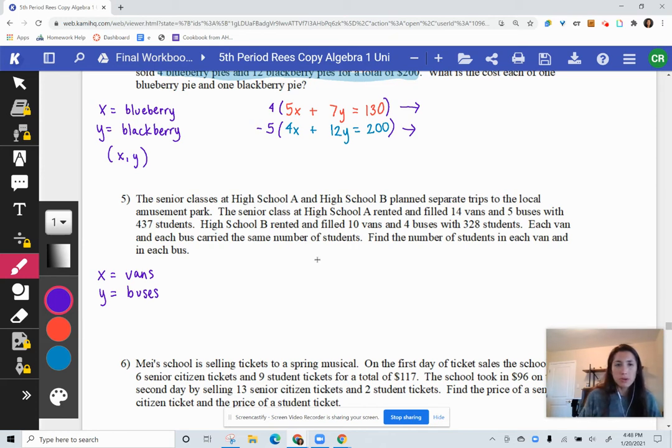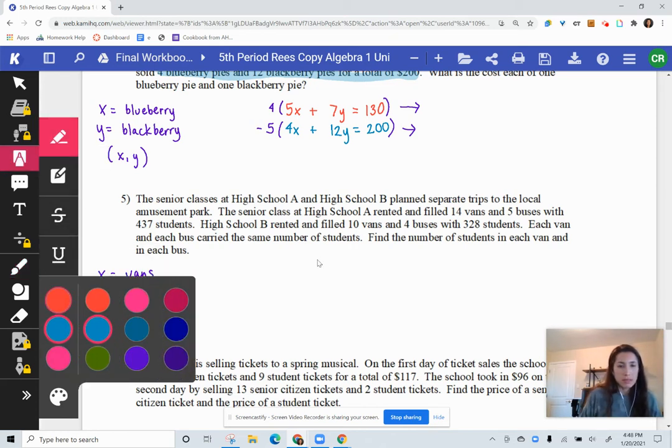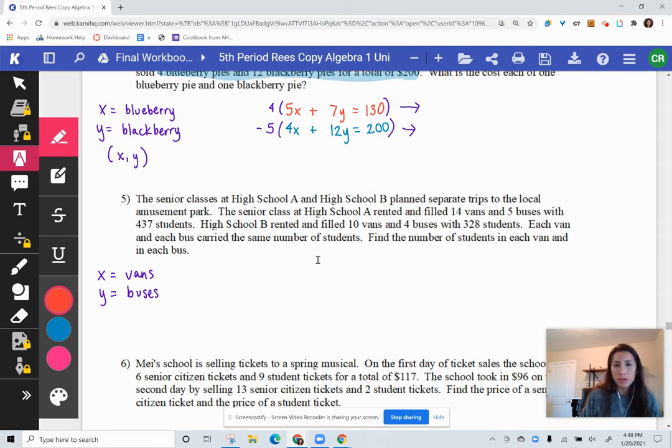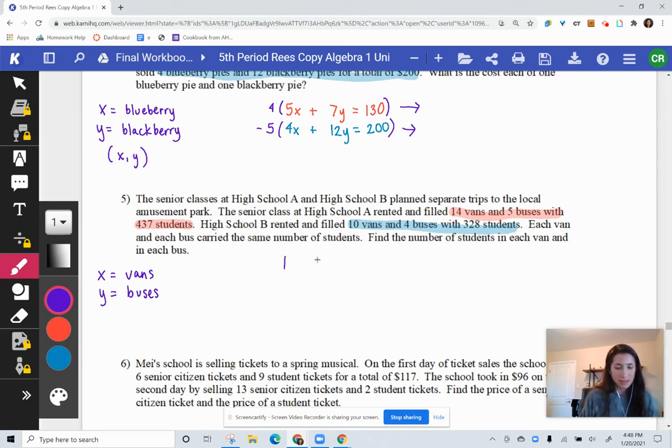Okay, so we're going to create our first equation for this. I'll highlight here. The first high school, we got 14 vans, 5 buses, and 437 students. And your second equation, we've got 10 vans, 4 buses, and 328 students. So I'll help you set up the first equation for that. So our first equation, I'm going to use the same color that I highlighted in. So 14 vans, which we said was x. We've got 5 buses, which we said was y, and we know that's equal to 437.